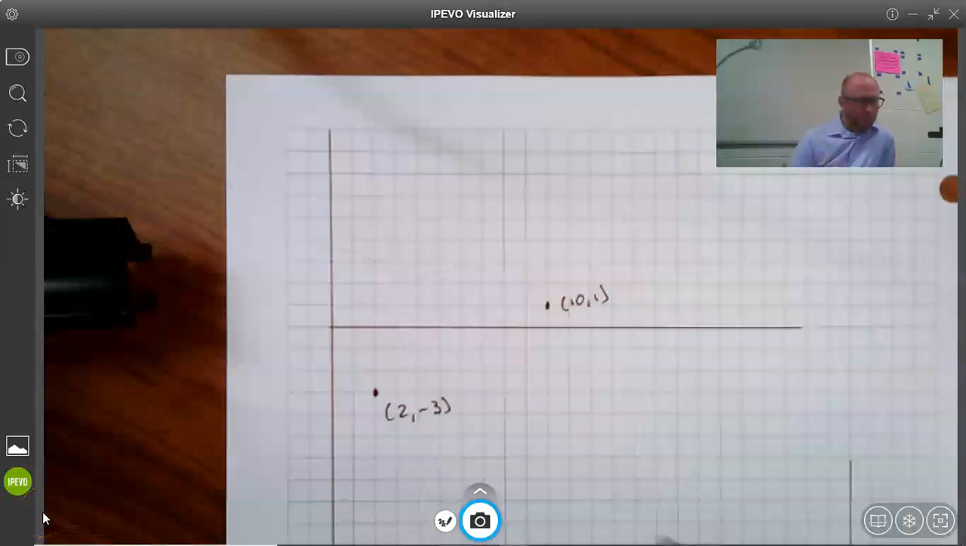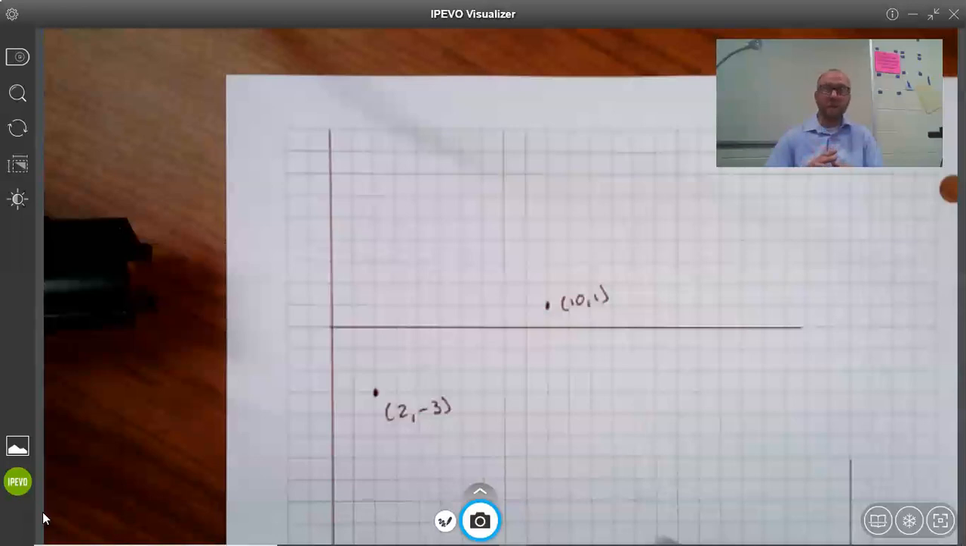Okay. In our last problem, we were given some parametric equations, and we had to plot the points and make a line. In this problem, we're going to be given 2 points, and that's enough to determine a line, and we're asked to write the parametric equations that form that line.